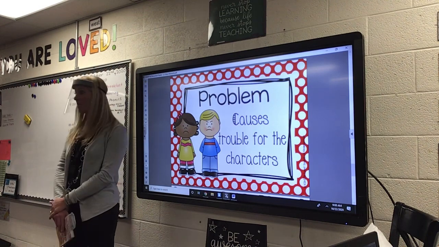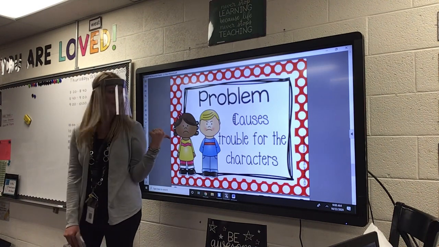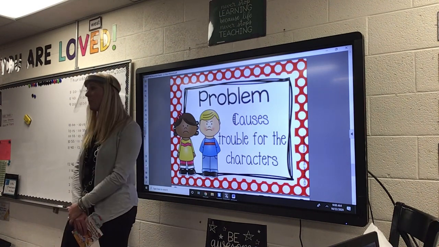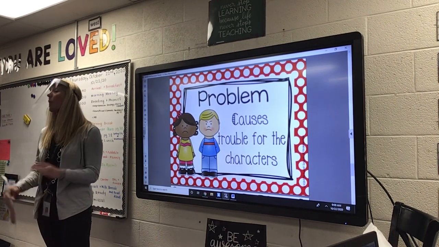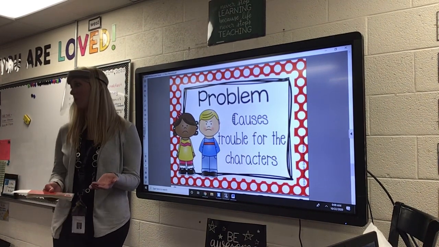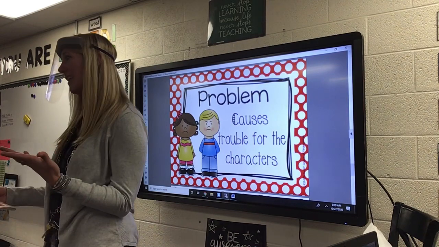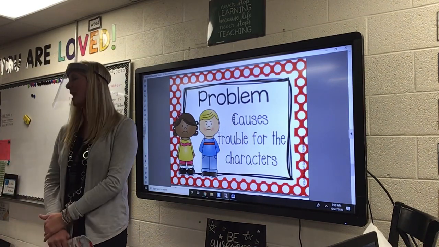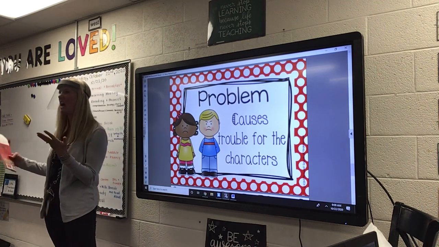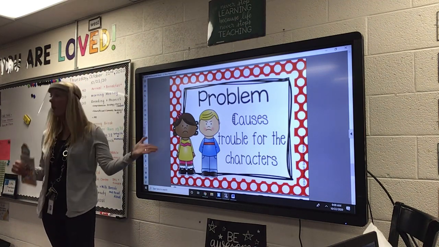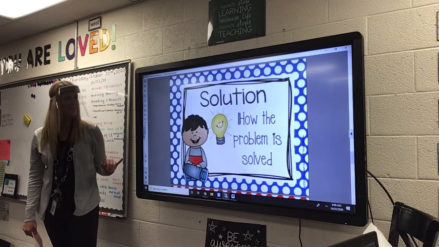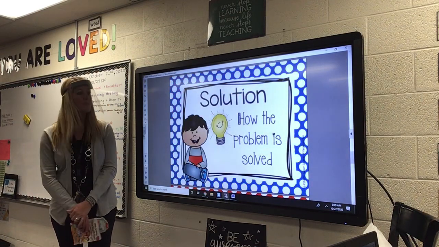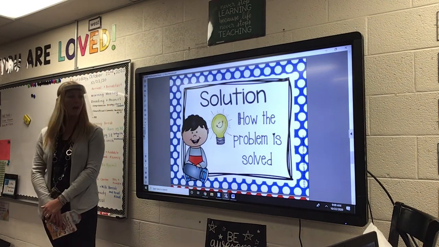So usually in the middle of the story, there is a problem, and this causes trouble for the characters. You always should have a problem in your story because it keeps it more interesting. If you don't have a problem, then it's too happy and too nice, and it's not fun to see how we're going to solve it. Then towards the end, you're going to come up with a solution, and how the problem is solved.